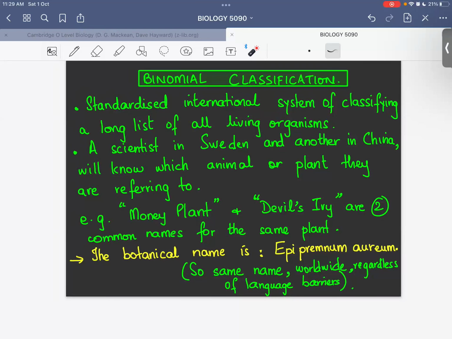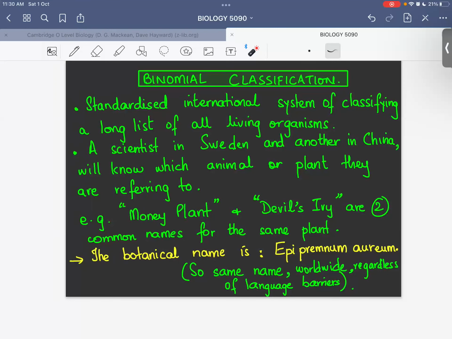Okay, miss. So basically, over here it's written the money plant and devil's ivy, like a scientist in Sweden is calling it this and the other scientist in China is calling it this, but the one name which is known internationally, like for example, let's just take the example of SI units, they're the same worldwide, right? So there's no confusion or anything. So the name of this plant is epipremnum aureum, so that everyone knows it by the same name, so there is no confusion. For example, I am a scientist in Sweden and the other scientist in China, so yeah.